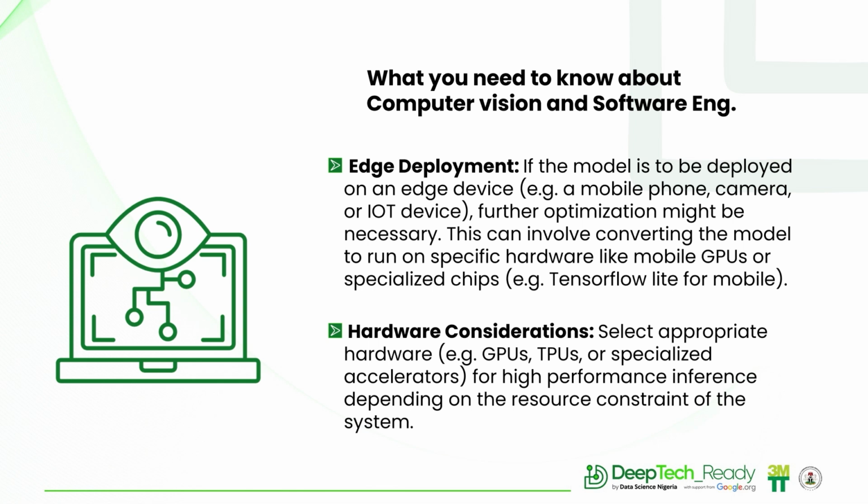Then another thing you need to consider with respect to model optimization is hardware considerations. Select appropriate hardware, such as GPUs or TPUs or specialized accelerators for high performance inferencing depending on the resource constraint of the system. There are some computer vision systems that might not need GPUs. They might need TPUs, and some need GPUs. Okay, so the question is, how do you deploy it in such a way that they keep running effectively and there's a maximum response time?